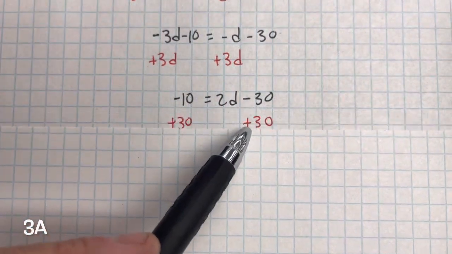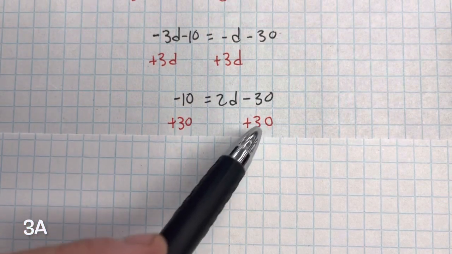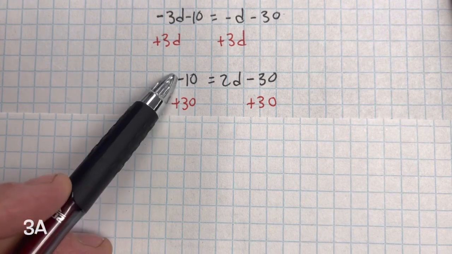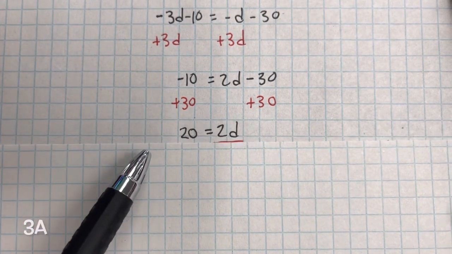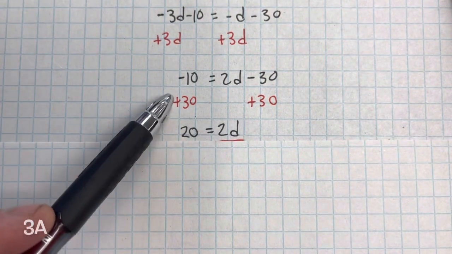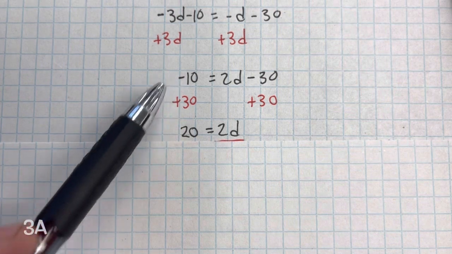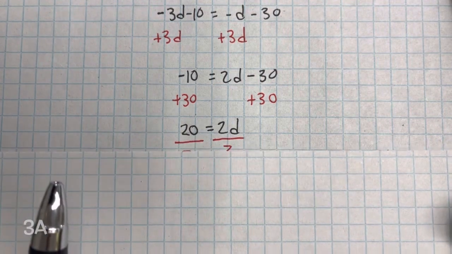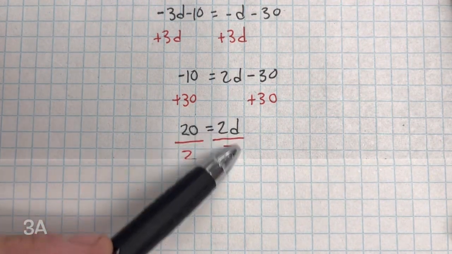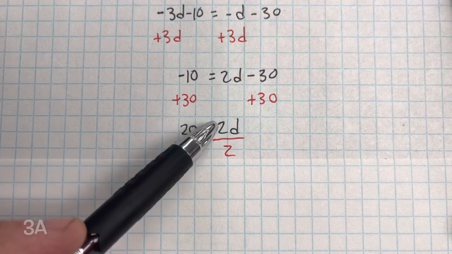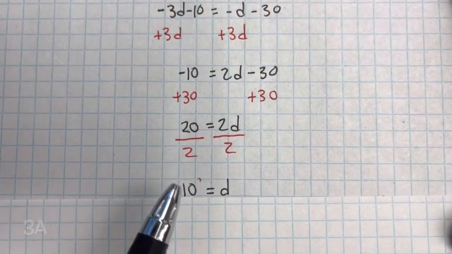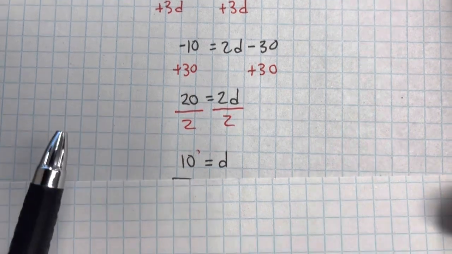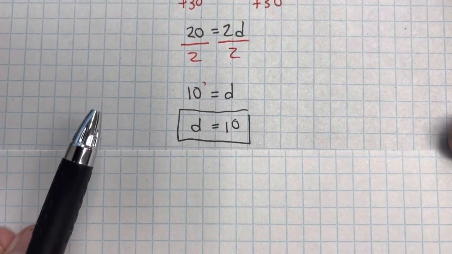Inverse property of subtraction is addition. Created 0 pair. What you do to one side, you do to the other. We have more positives than negatives, so we know it's going to be a positive value. Signs are opposite, so you subtract. 30 minus 10 equals 20. Inverse property of multiplication is division. Divide by 2 because it creates the giant 1. 1 multiplied by d is d. 20 divided by 2 equals 10. So d equals 10.